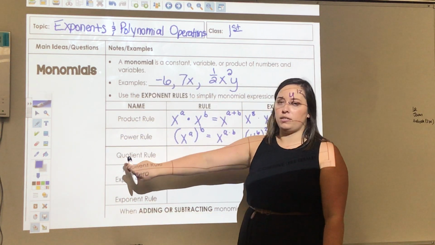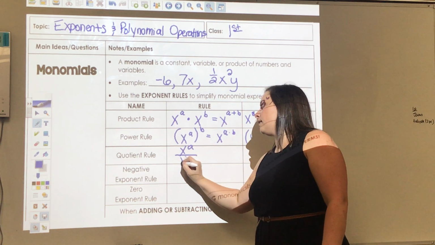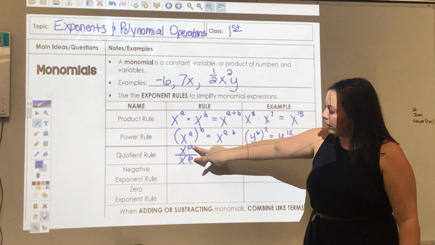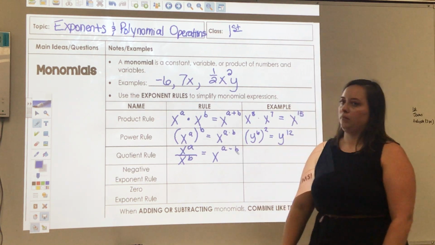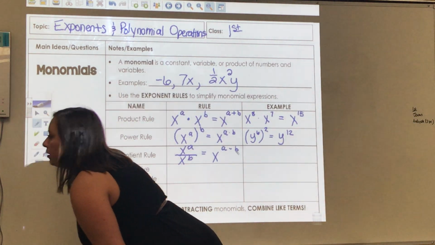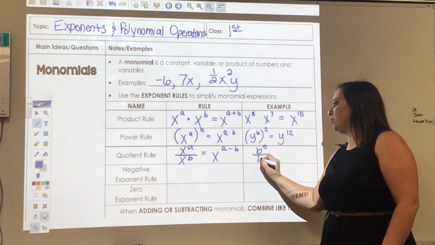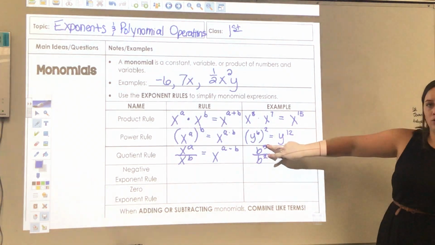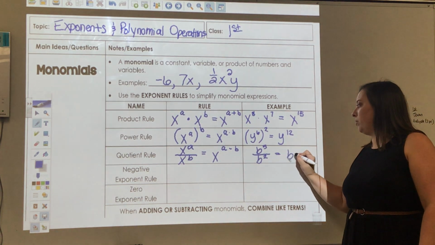Quotient rule. Quotient means divide. So that would be x to the power of a over x to the power of b. For the quotient rule, what we do with our exponents is subtract. So x to the a minus b. An example here, if you had b to the 5th over b squared. This is a quotient, so therefore we need to subtract our exponents. So 5 minus 2, this becomes b to the 3rd.